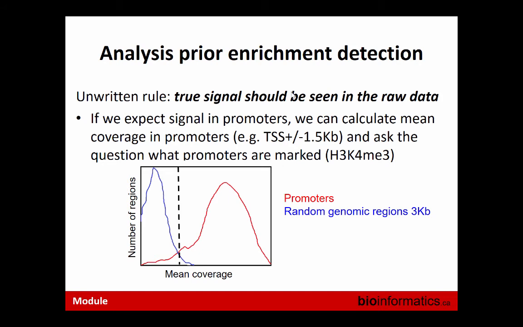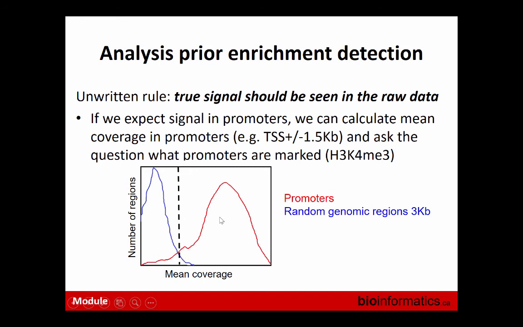We can do different things. We can say what is the fraction of the total number of reads, or what would be the number of reads compared to the same genome, random genome regions. And if we see that for the mark we expect to be located at the TSS, we have enrichment, we are happy, without even doing very sophisticated work. And here I'm showing you an example.